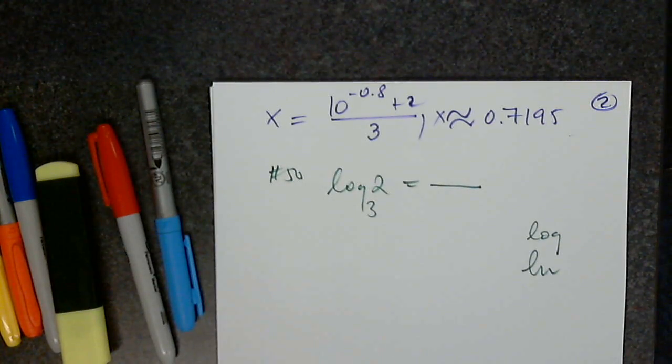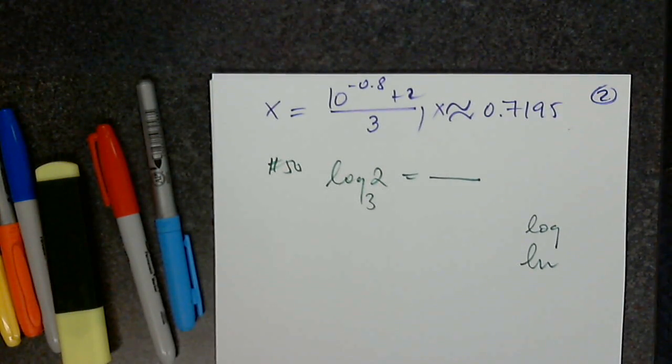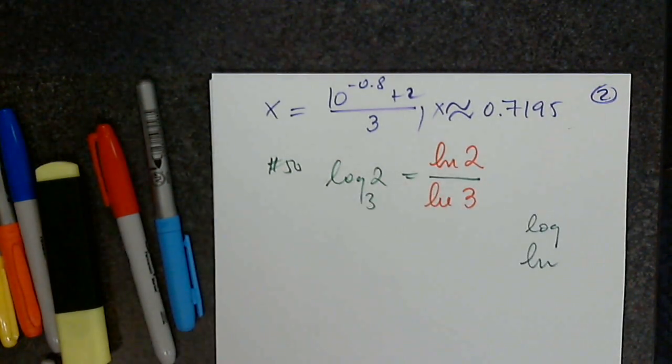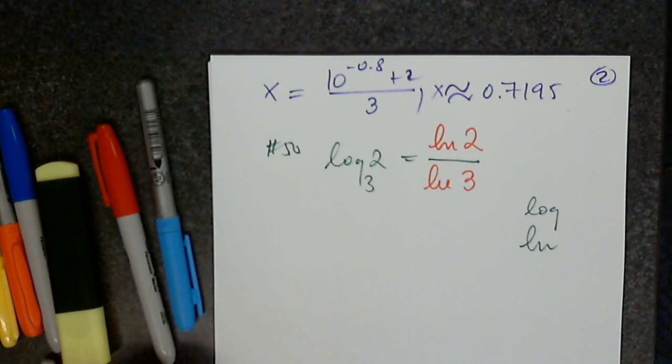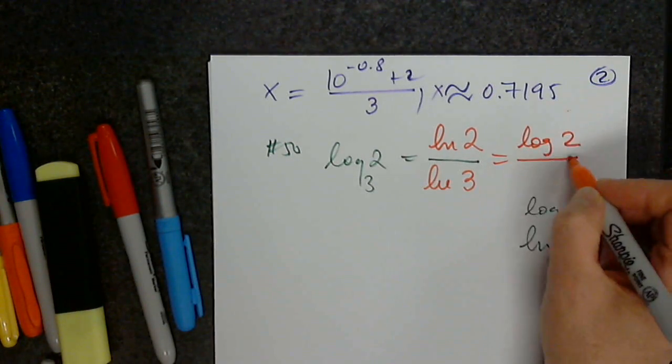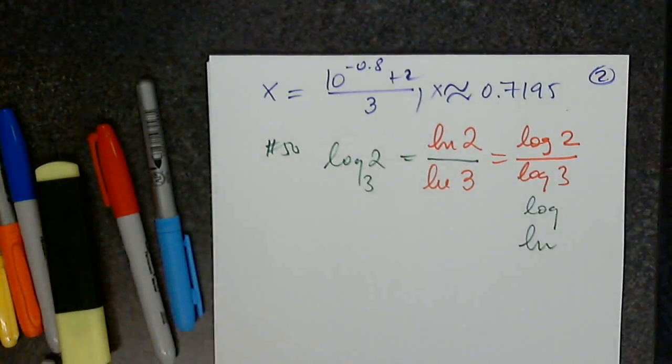It doesn't matter. There is only one number I raised 3 to get 2. I can't get 2 different numbers. So, which one would you like to use? Natural log. Good. So then it's natural log of 2 over natural log of 3. If you had said log, I would have written log 2 over log 3. Both are the same.